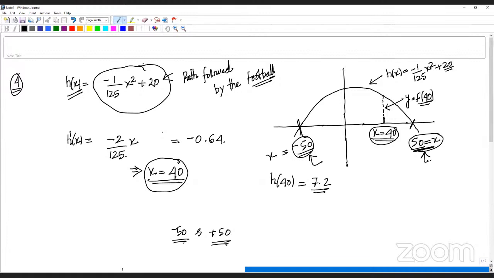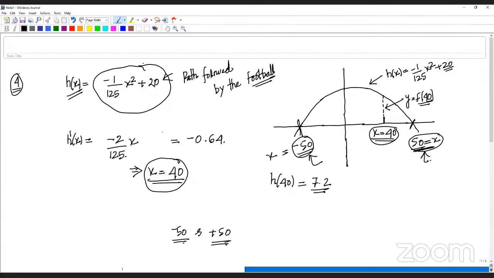Sir, where does the 50 come from? How can I get the 50? You just need to solve the equation. The player kicks the ball. You just have to determine the roots of the equation, then you will get minus 50.